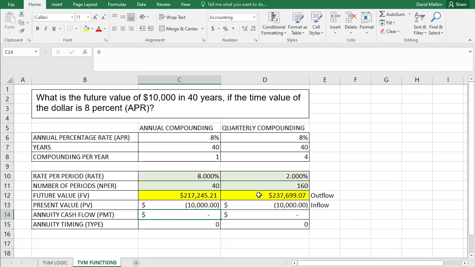And you'll see that the numbers didn't change. It's just whether they are positive or negative that changed. So now this party is making an outflow in the present in anticipation of an inflow in the future.